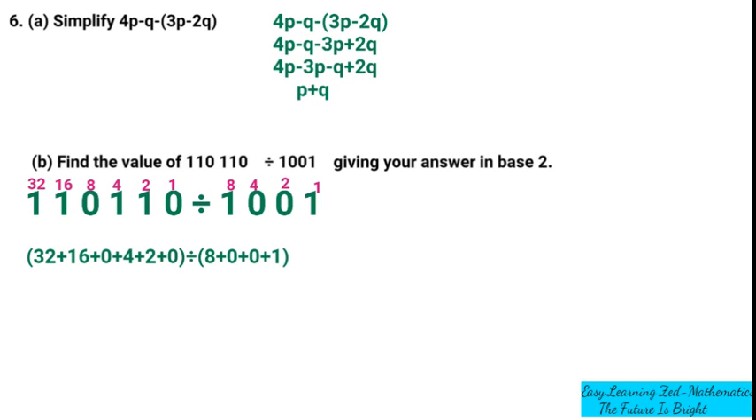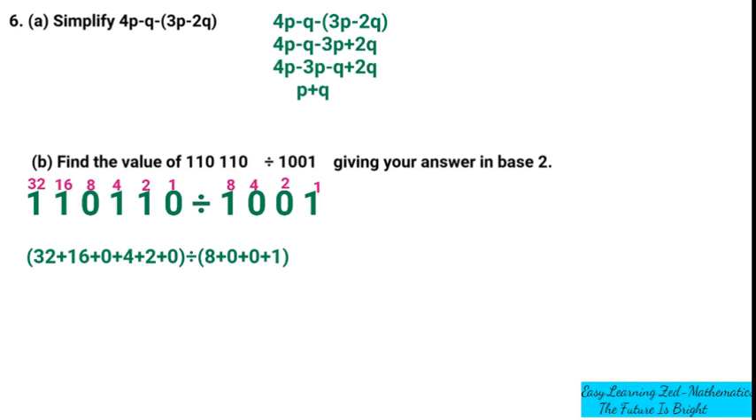So in base 10, we're going to say 32 plus 16 will give us 48. 48 plus 4 plus 0 will give us 48 still. 48 plus 4 will give us 52. 52 plus 2 will give us 54. 54 plus 0 will give us 54. So that is the sum of that.